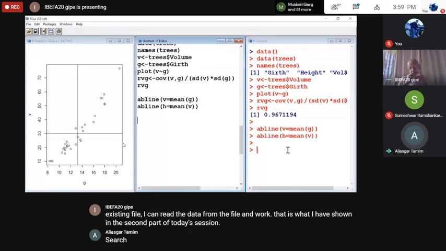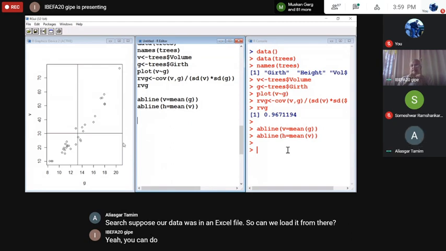Sir, suppose our data was in an Excel file, so how can we load it from there? Yeah, you can do that. Wait, after the end I will tell you. Okay, sir.